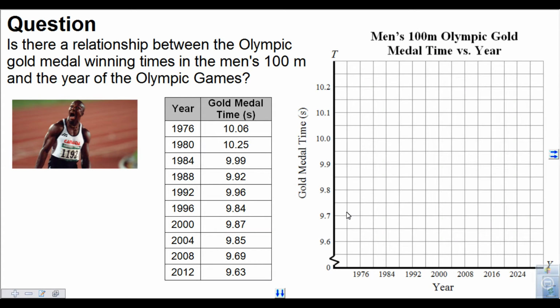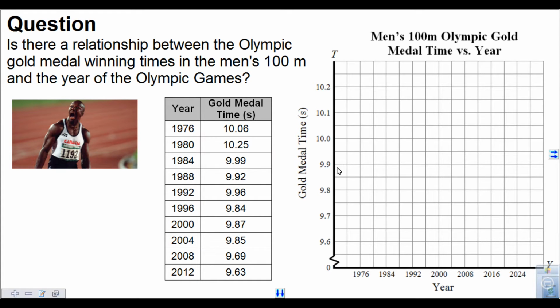So we're just going to start with a question here. Is there a relationship between the Olympic gold medal winning times in the men's 100 meters and the year of the Olympic Games? Like, are they tied together somehow? So here we have data from Wikipedia. It talks about the last 10 Summer Olympic Games and the winning time for the 100-meter dash for men.